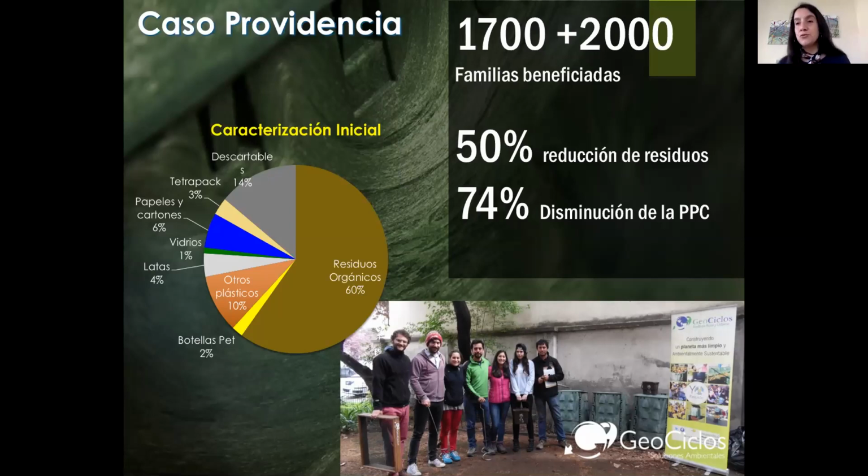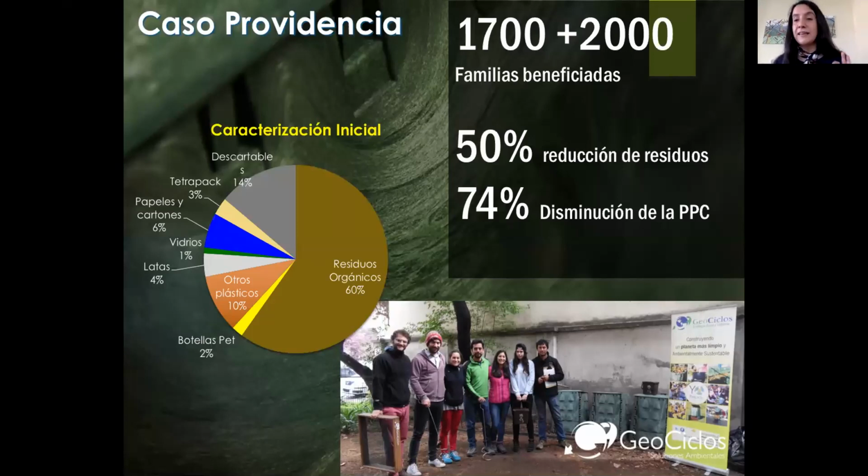The Santa Juana community is located in the south of the country. It's a rural community, and the other one is urban, with over 200,000 inhabitants, Providencia. And here we have implemented a household composting and vermicomposting program that has to date benefited 1,700 families or more. This is very interesting because it has been implemented for the last 5 years.